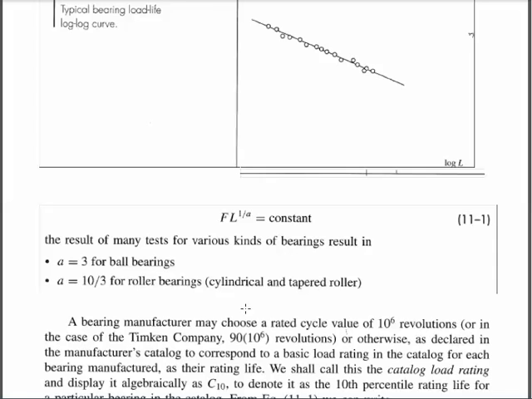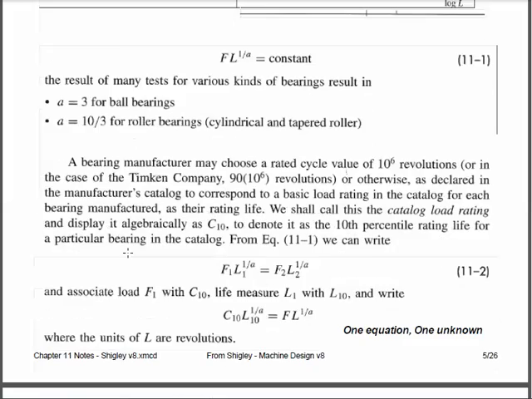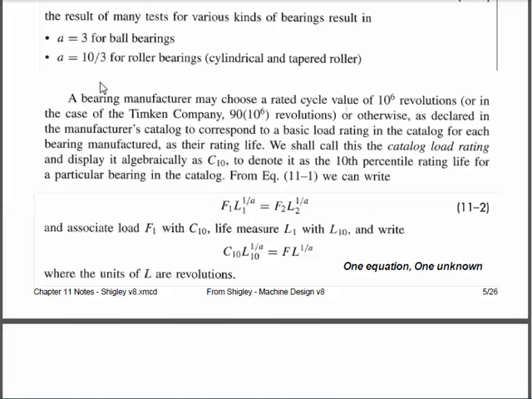Okay, and so we understand now that life varies with the amount of load we're going to put in the bearing through this type of power equation. We're going to put that in just a minute. So a bearing manufacturer might choose a rated cycle value of 10 to the 6 revolutions. That's 1 million revolutions. That's what a lot of companies use. Timken, on the other hand, uses 90 million revolutions.